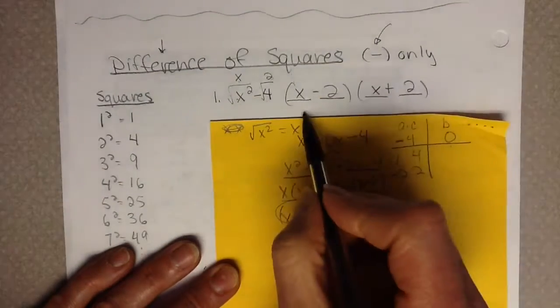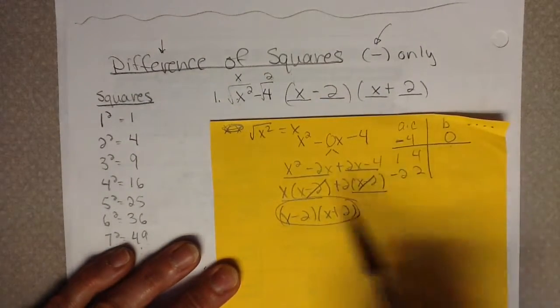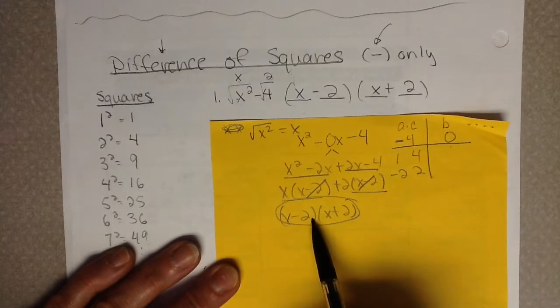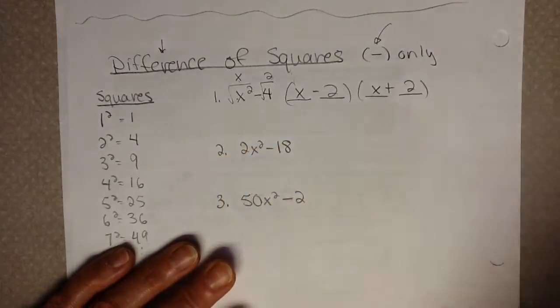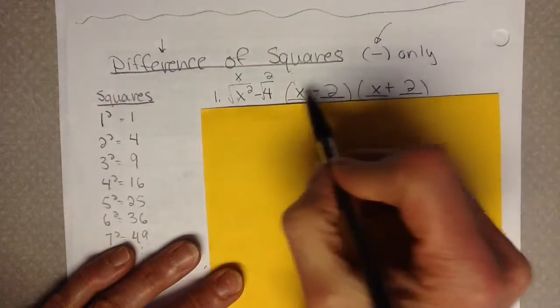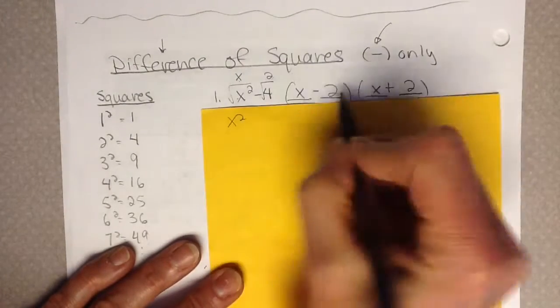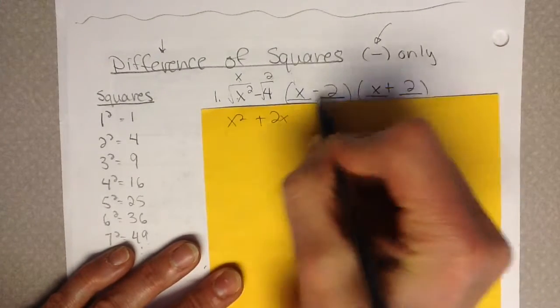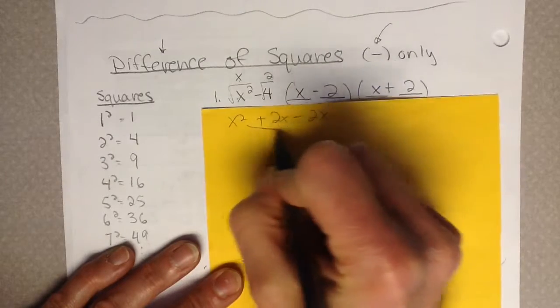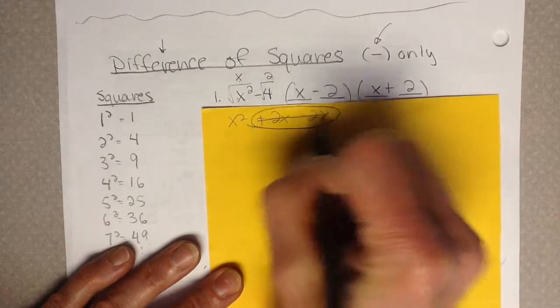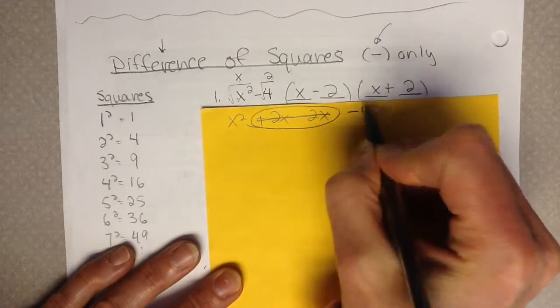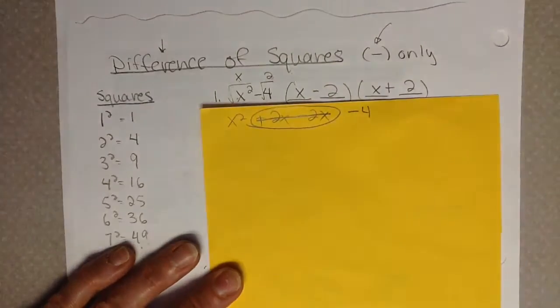Now, the reason why the signs alternate, so as you can see, we get the same thing that we did here. The reason why the signs alternate is because if we do this x squared, and then we have plus 2x minus 2x, plus 2x minus 2x is just going to go to 0, and then it's minus 4. So we get what we started with.